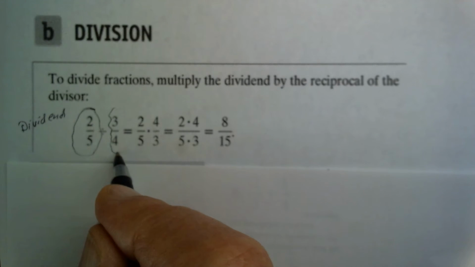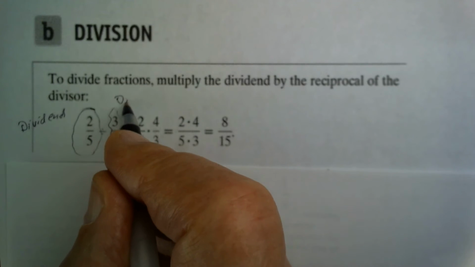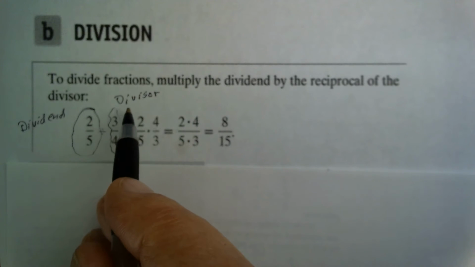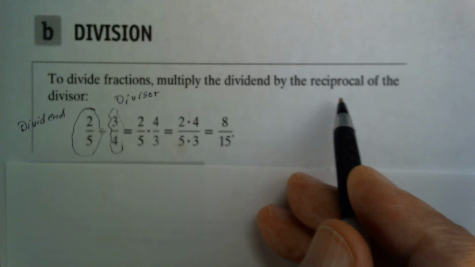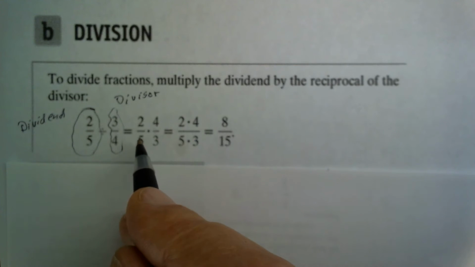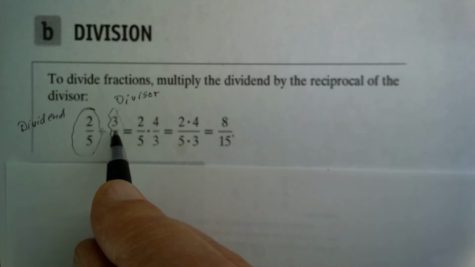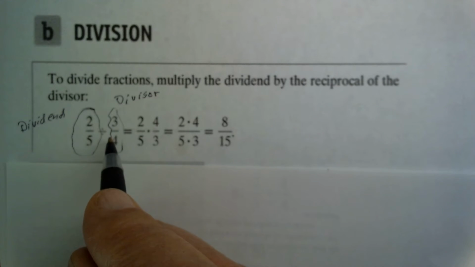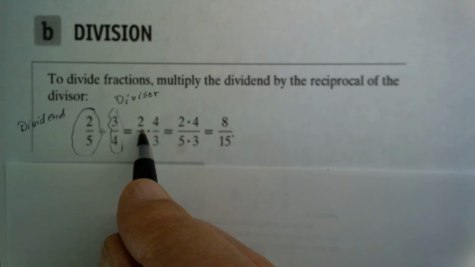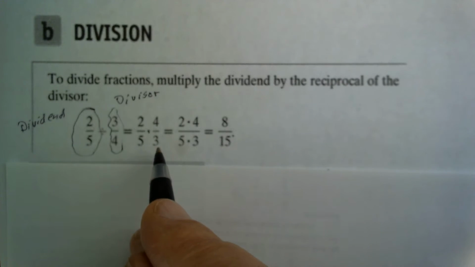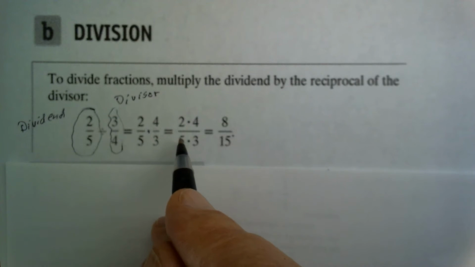And this is the divisor. So what the statement says, to divide fractions, multiply the dividend by the reciprocal of the divisor. So in other words, here's the dividend, as before, 2/5, but now we take the reciprocal of the divisor, and the reciprocal of 3/4 is 4/3. So 2/5 times 4/3. So in other words, now we are back to simply multiplying two fractions. We know how to do that.